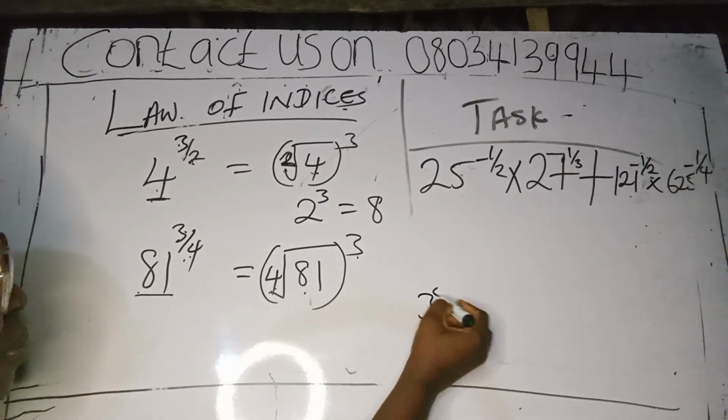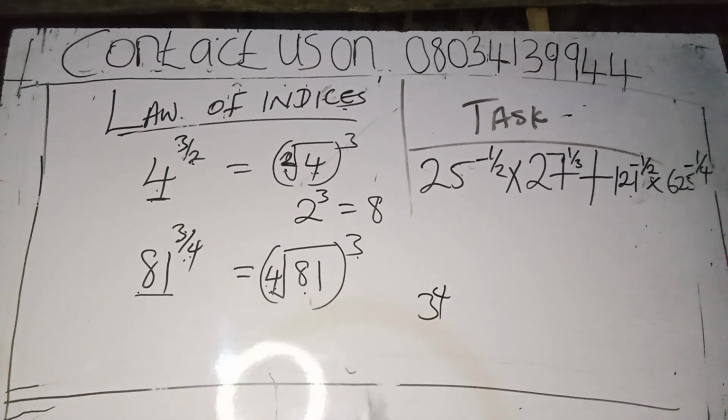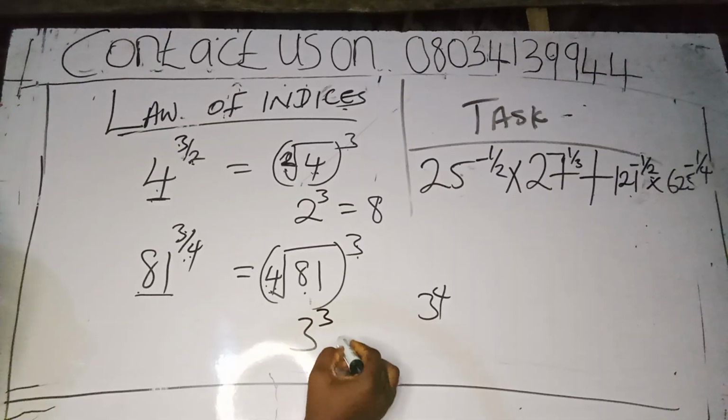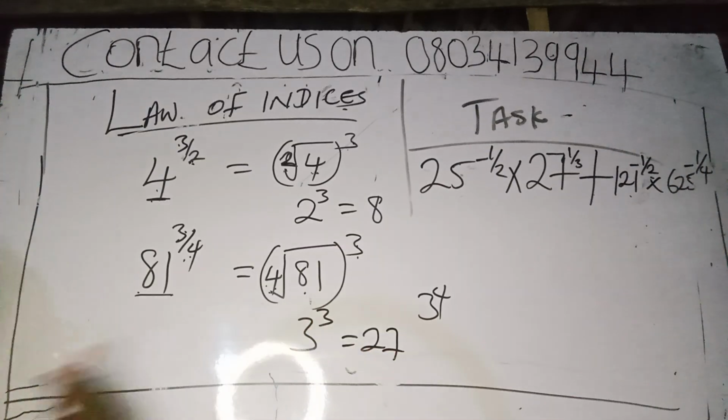It is 3 raised to power 4 that will give us 81. So the answer to this is 3, all raised to the power of 3, and that is 27. So there are still other ways with which we can solve this before we take some class exercises.